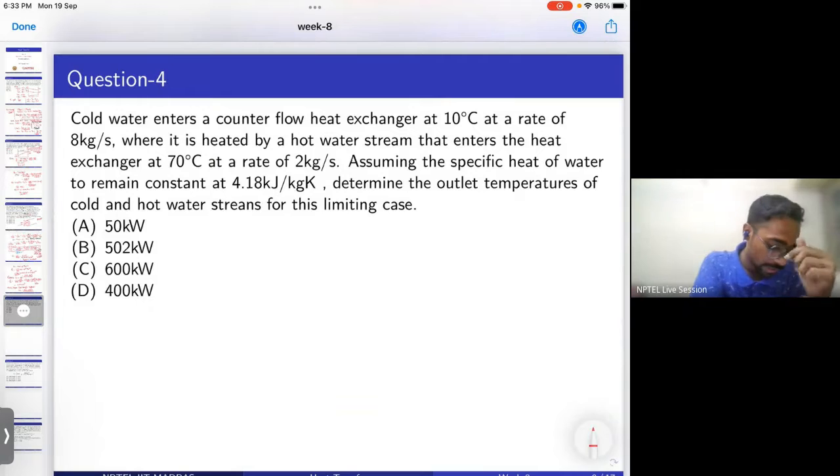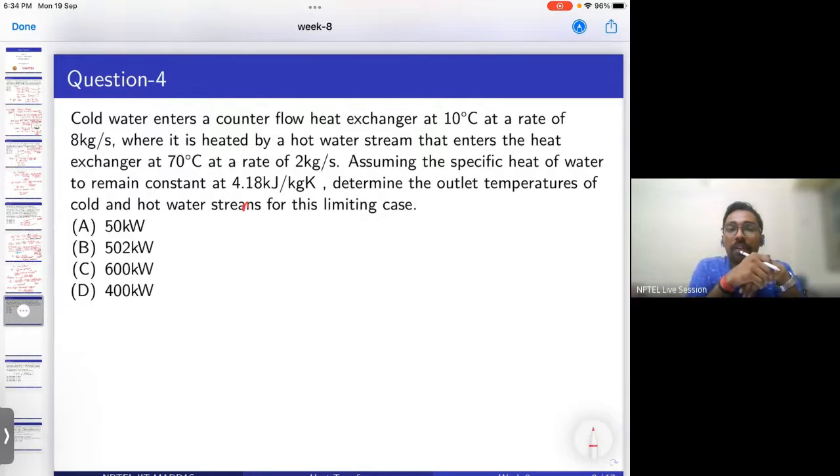A cold water enters a counterflow heat exchanger at 10 degrees Celsius at a rate of 8 kg per second, where it is heated by a hot water stream that enters the heat exchanger at 70 degrees Celsius at a rate of 2 kg per second. Assume the specific heat of water to remain constant, 4.18 kilojoule per kilogram. Determine the outlet temperature of the cold and hot streams for this limiting case. Okay.